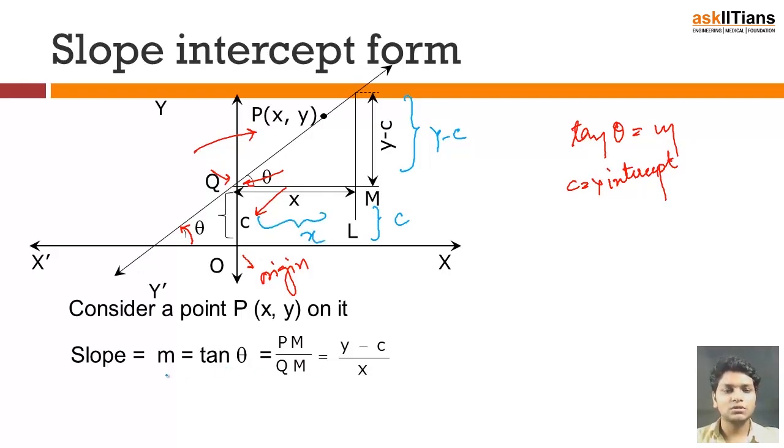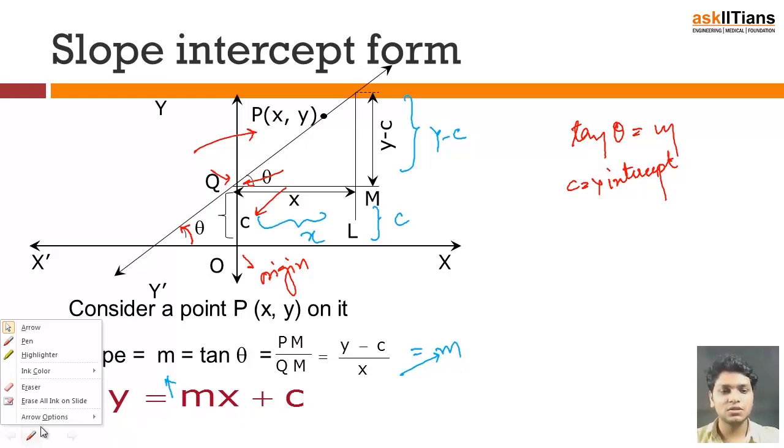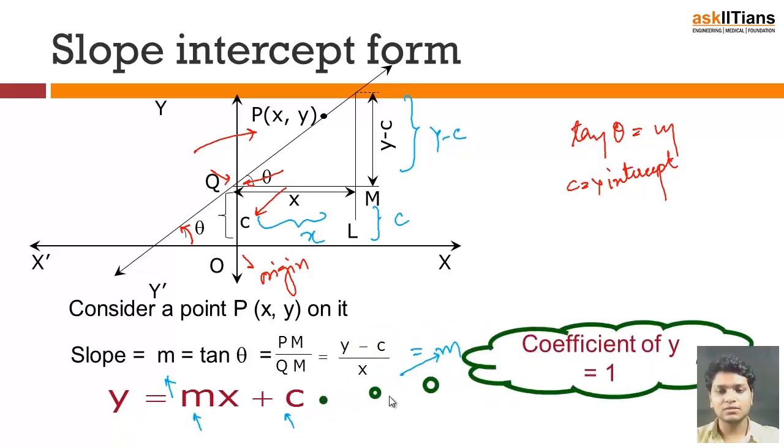As you know, the general notation of slope is m, and I have written this in the form y minus c upon x. While I do the cross multiplication, m will get multiplied with x. This is what I'll get in the end: y equals mx plus c. So this is the equation of the line in the slope intercept form, where m is the slope and c is the intercept on the y-axis, and the coefficient of y is equal to 1.